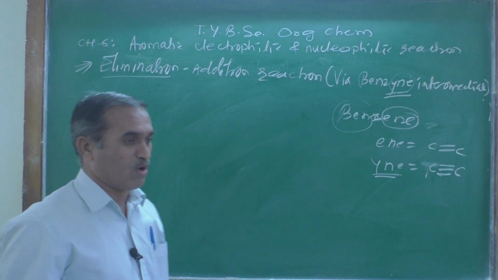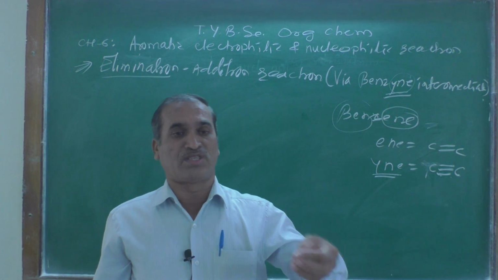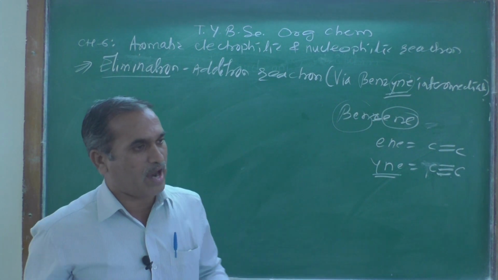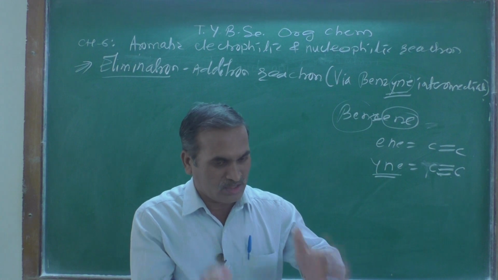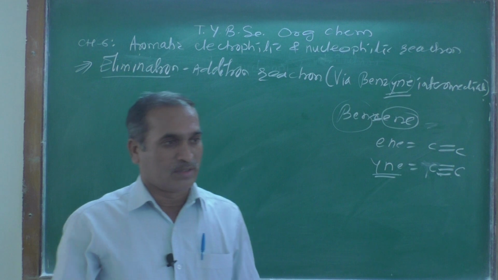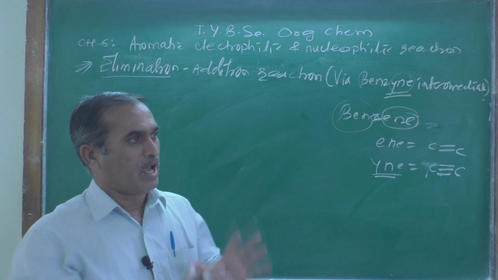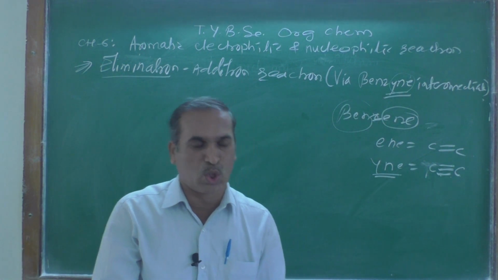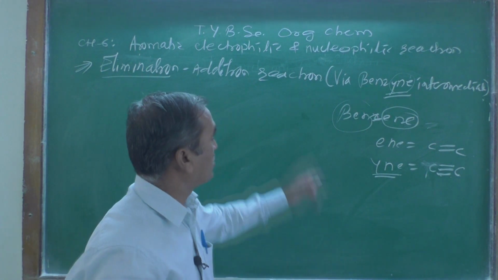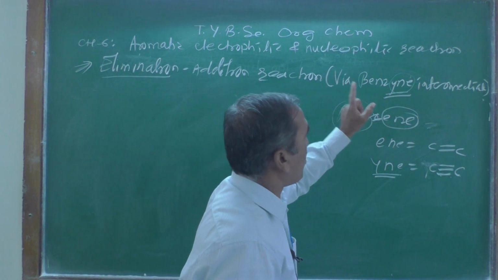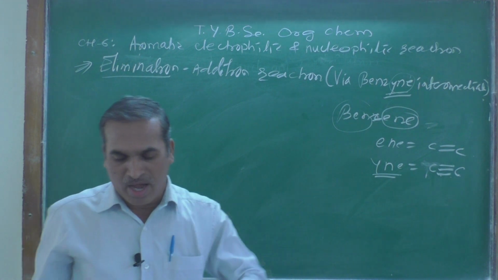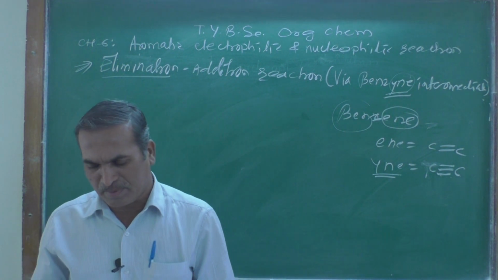And addition means what? After the elimination there is an addition, meaning addition of an atom or group of atoms to the starting material or the substrate, and we get the reaction. That type of reaction is known as an elimination-addition reaction, and in brackets it is written as via benzyne intermediate, and then we get that type of product.